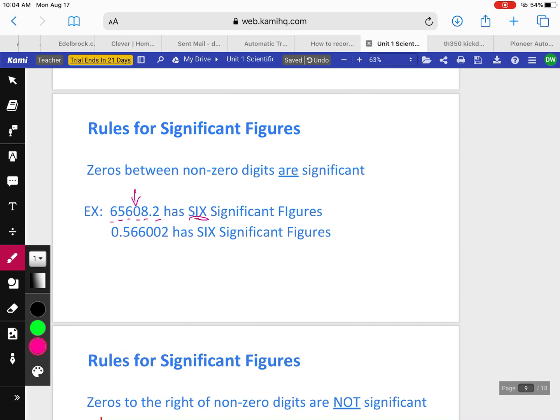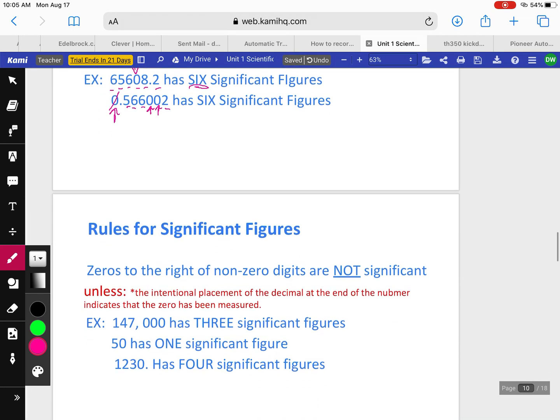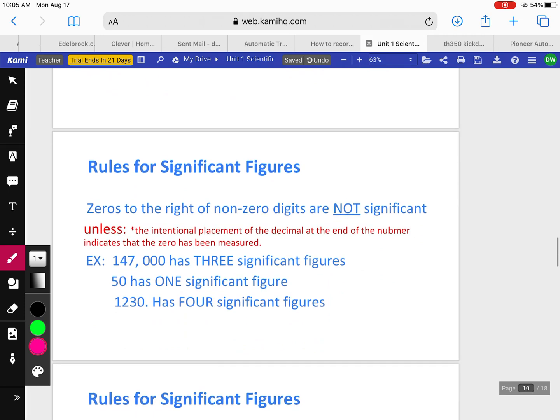one. Notice this first 0 right here. It is not a sandwich 0. It is not significant. But these two are sandwiched, so they're significant. So you're going to count 1, 2, 3, 4, 5, 6. 6 significant figures. Okay? Now, the next rule, zeros to the right of non-zero digits are not significant.